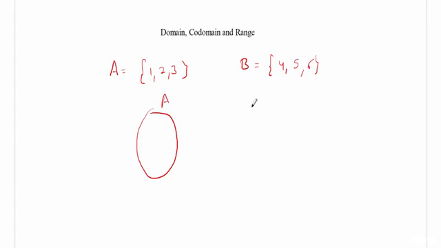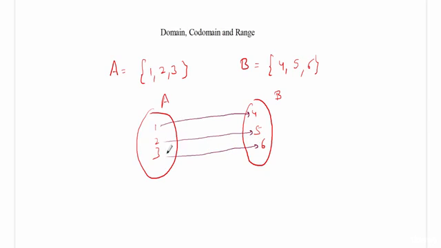We know that when you have two sets A and B such that A has elements 1, 2 and 3 and B has elements 4, 5 and 6, then if we do a mapping between A and B, we can draw a function such that this is related to this, this to this, and this to this. In this case we learned that all the elements of set A are called the domain and all the elements of set B are called the codomain.